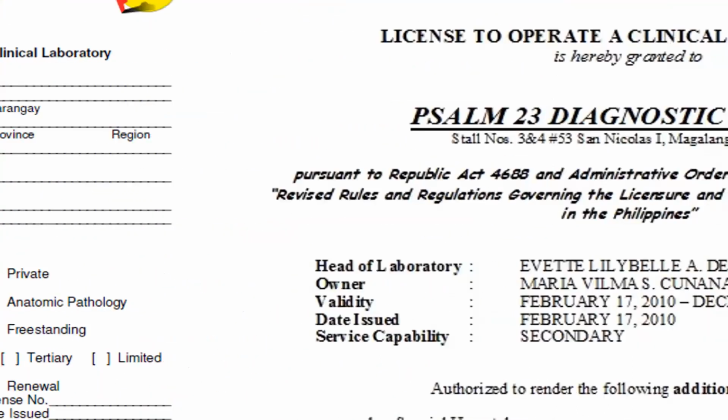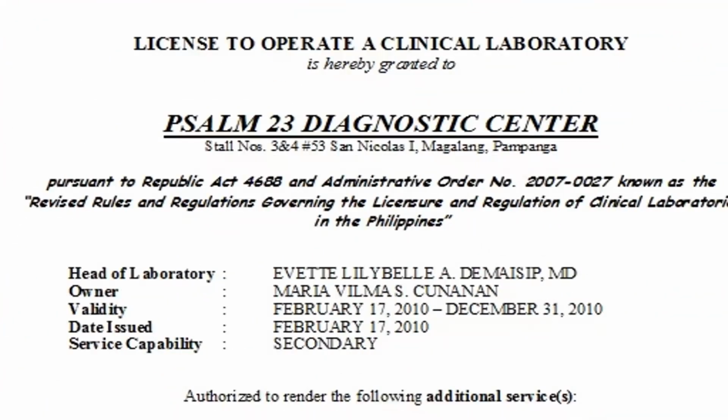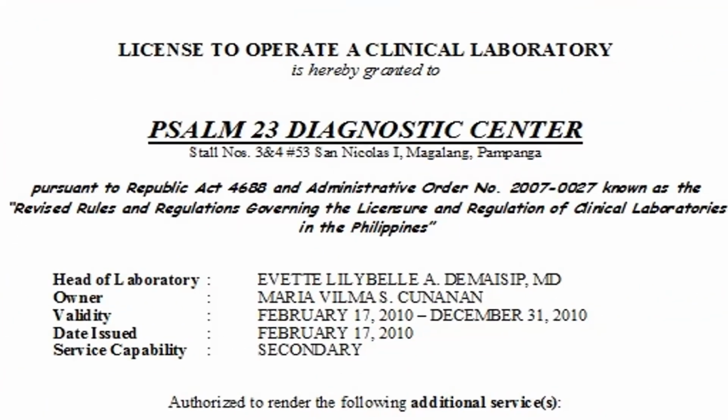And then this is an example of a license to operate. And remember, guys, it is written here that pursuant to Republic Act 4688 and Administrative Order number 2007-0027, known as the Revised Rules and Regulation of Clinical Laboratories in the Philippines. This is the head of the laboratory. This is what I'm telling.